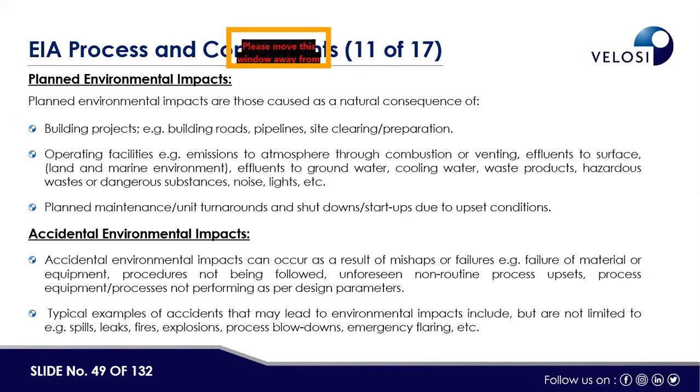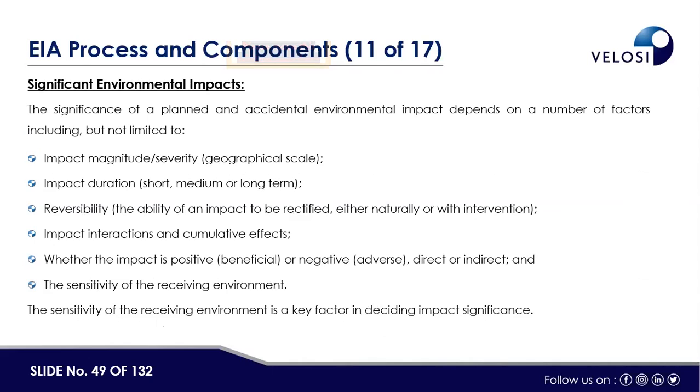Then the accidental environmental impacts. Accidental environmental impacts can occur as a result of mishap or failure: failure of material or equipment, the procedure not being followed, an unforeseen non-routine process, an upset process, or equipment not performing as per design. Basically, the accidental or unplanned impacts are those which occur because of an accident, mishap, or failure. Typical examples of accidents that may lead to environmental impact include but are not limited to spills, leaks, fire, explosion, process blowdowns, emergency flaring, etc.